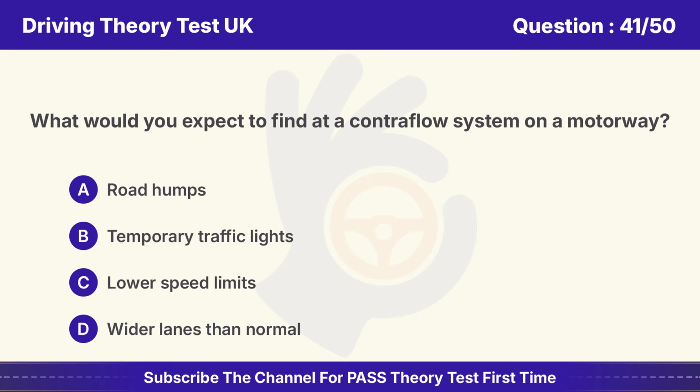Question 41. What would you expect to find at a contraflow system on a motorway? Option A. Road humps. B. Temporary traffic lights. C. Lower speed limits. D. Wider lanes than normal.